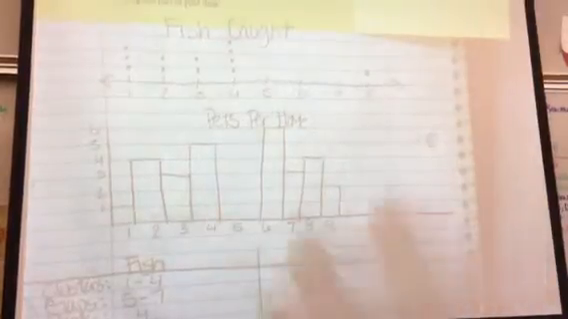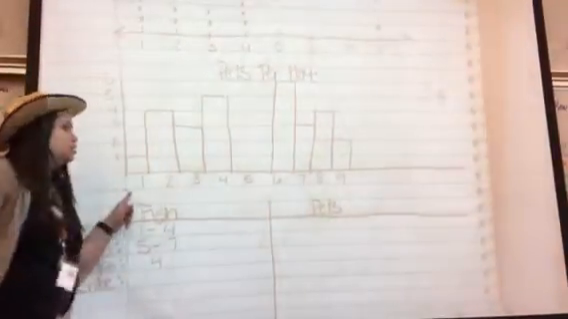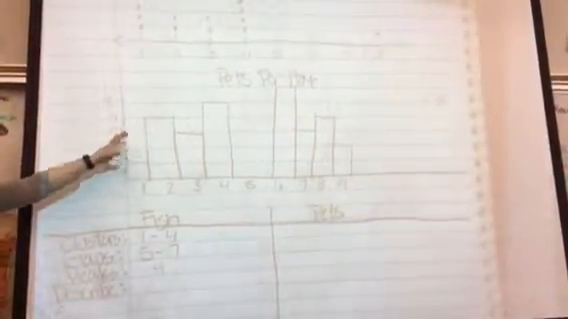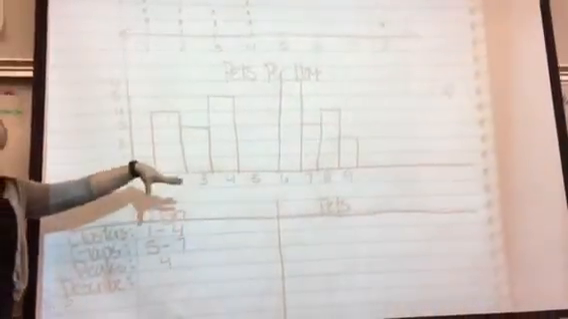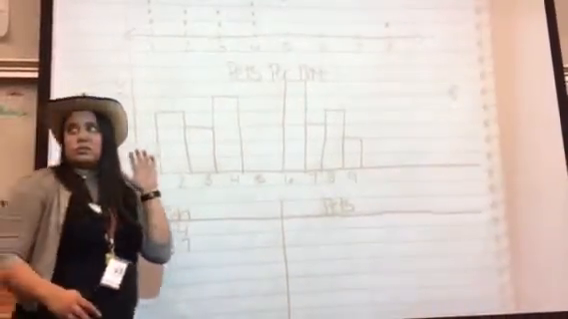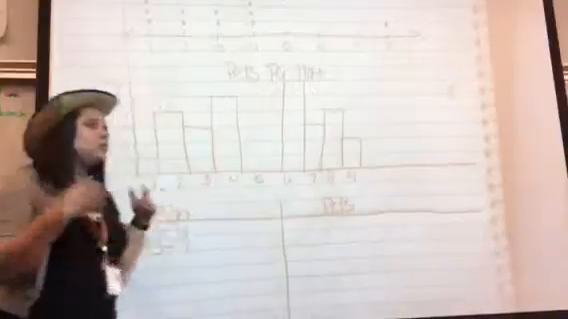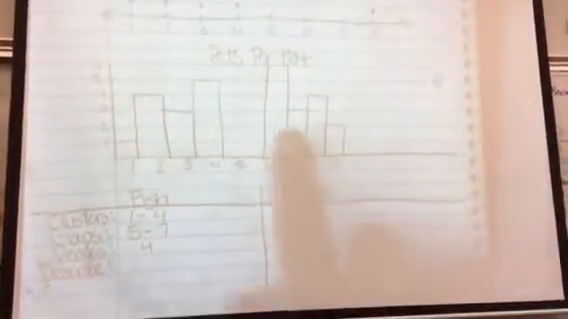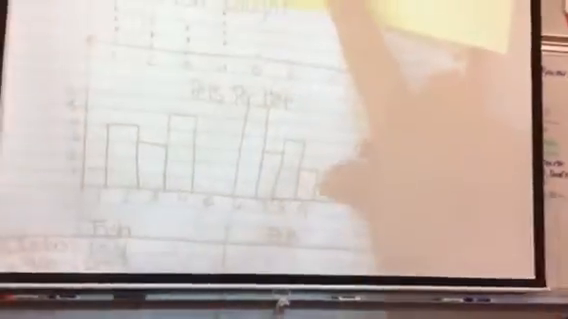Now I want everyone to take about 30 seconds and look at our histogram right here, our pets per home. Identify any clusters, any gaps, and any peaks that you see. Take 45 seconds to a minute and identify them with your partner. You should be talking about what a gap is and what a cluster is.